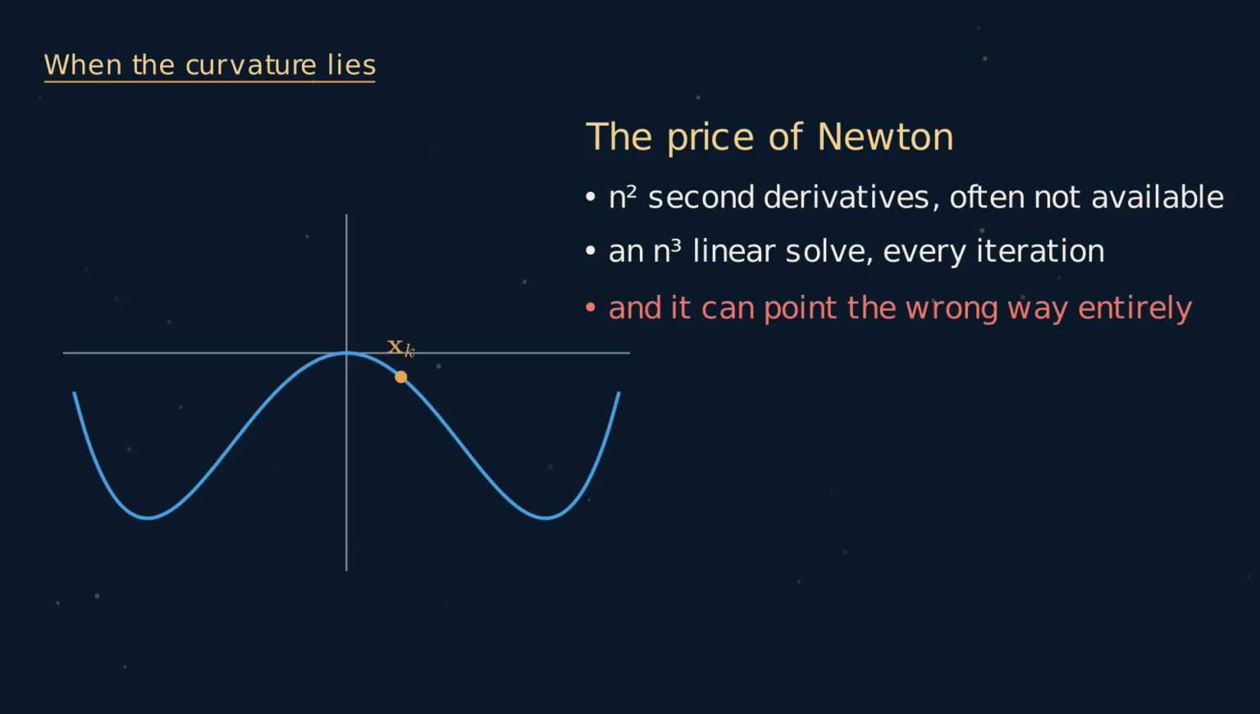Second derivatives may not exist in closed form, the solve grows like n cubed, and far from the solution the curvature it trusts can simply be wrong. Right here the function bends downward, so the fitted parabola opens downward too. Its stationary point is a maximum, and the Newton step marches confidently uphill.